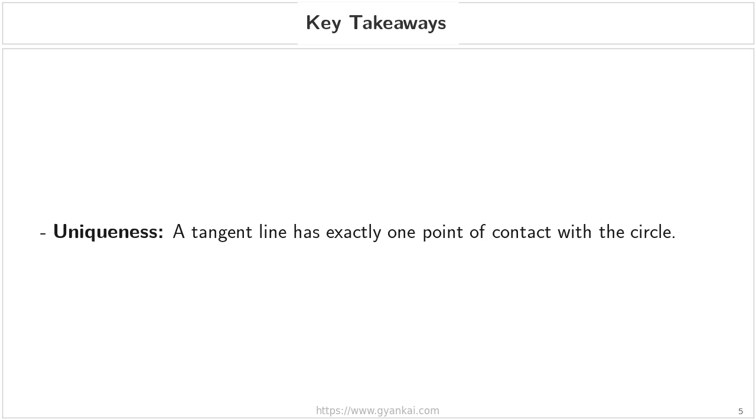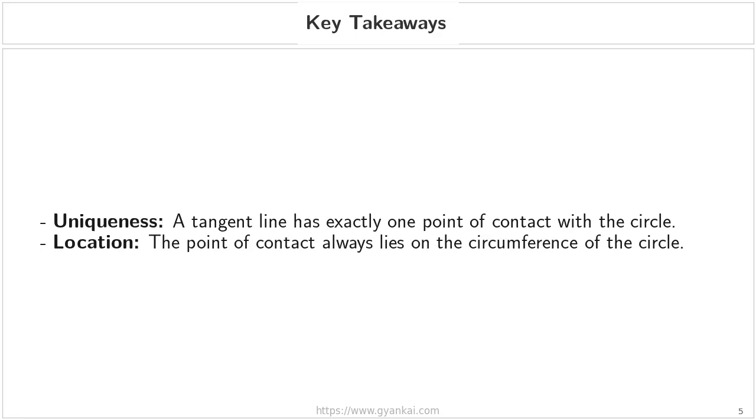Key takeaways. First, let's focus on the concept of uniqueness. It is vital to remember that a tangent line is special because it has exactly one, and only one, point of contact with the circle. If you find a line that hits the circle at two different spots, you are no longer dealing with a tangent, but a secant line, which we will discuss in a moment.